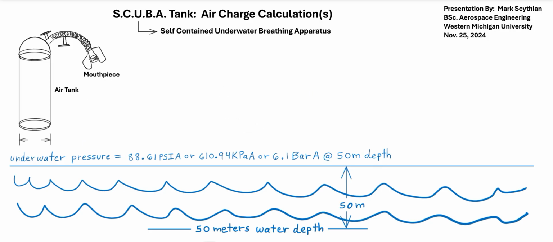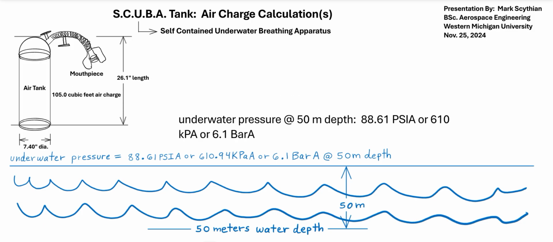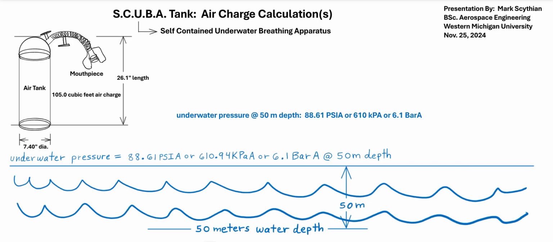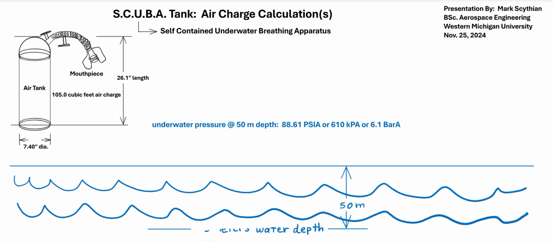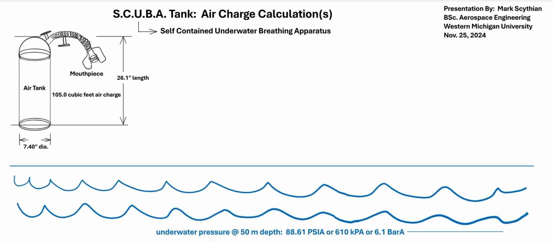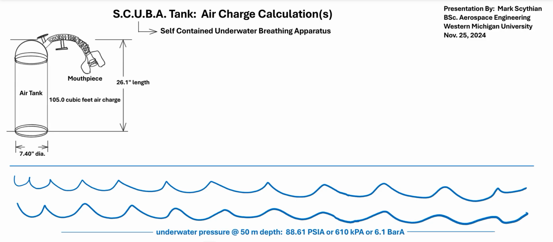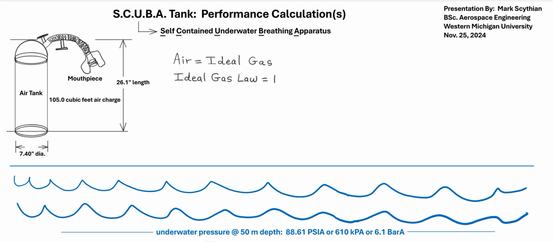So assume using a full-size scuba tank, we have a diameter of 7.4 inches and then a length of 26.1 inches. So the standard cubic feet air charge for a large scuba tank is 105 cubic feet of compressed air charge. So we have to then access the ideal gas law, since air is an ideal gas. So PV is equal to nRT.